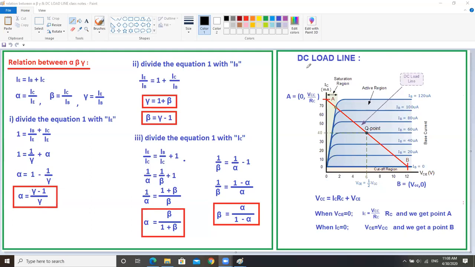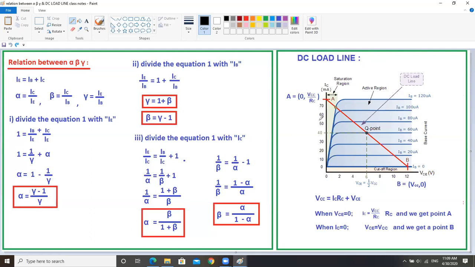Here is the DC load line. The DC load line is drawn on the output characteristics of your common emitter configuration. This graph shows the output characteristics of your common emitter configuration. If you want to draw a line, here it is called the DC load line. That means if you want to draw a line, you compulsorily require 2 points on the graph.